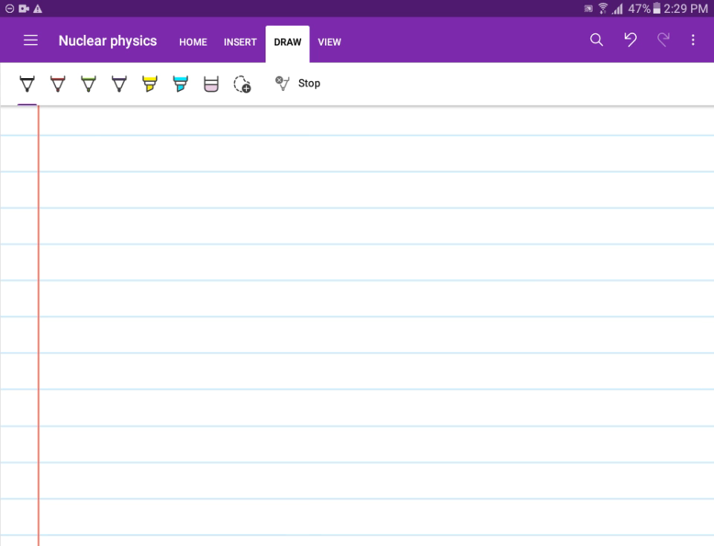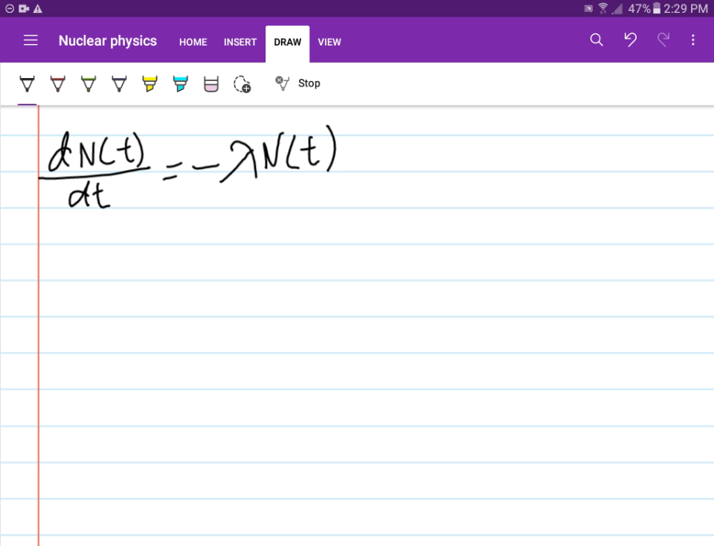So we have the derivative of N of t equals, earlier we have said that it is proportional to the amount at any time. So we assign a proportionality constant, lambda, times the amount N of t. So we are going to solve this equation in terms of N of t.